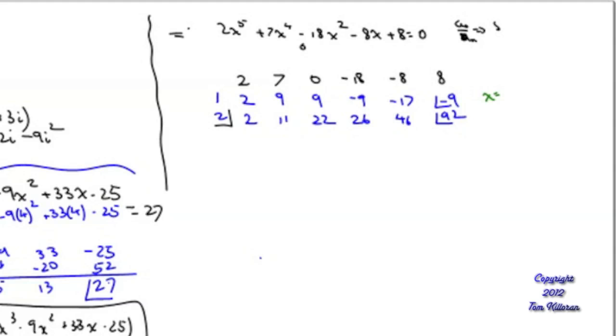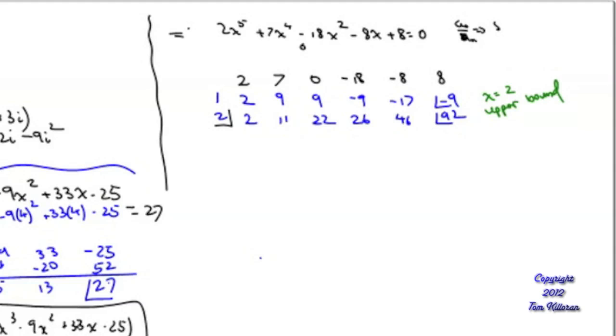X equals 2 is an upper bound. What's an upper bound? There are no roots larger than 2. If you plugged in the next number, which is 4, they would be all positive, and that last number would be even bigger. It would just be pulling away from the x-axis.